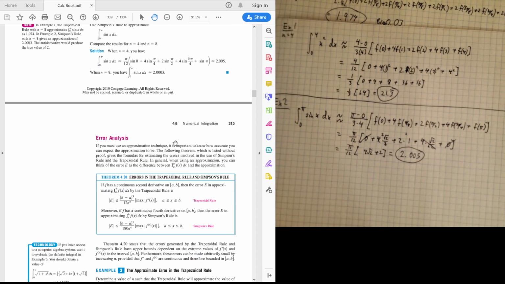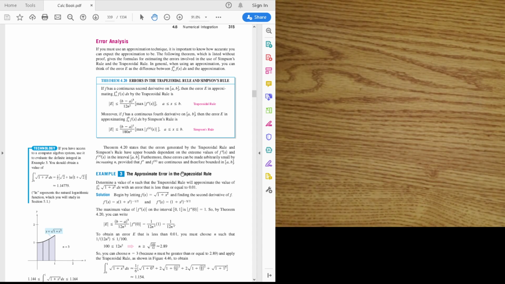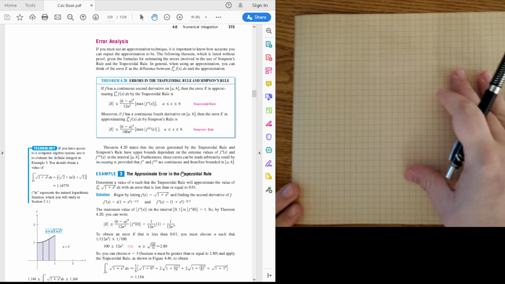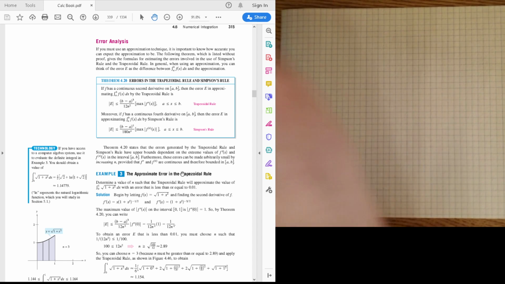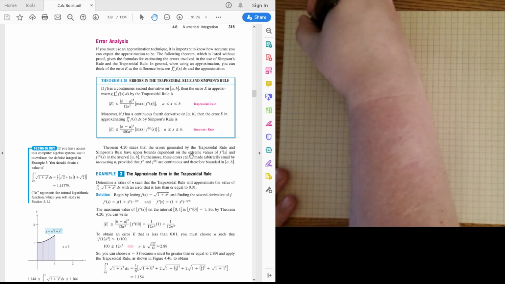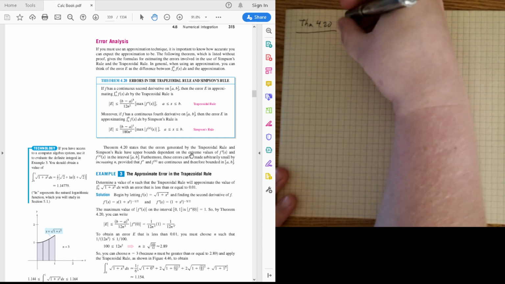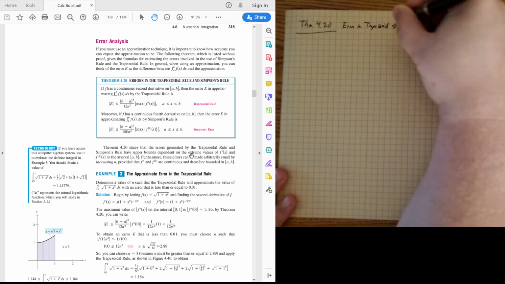All right, last piece, error analysis. The Simpson's and trapezoidal rules both have ways to approximate the error, meaning you can predict before you start how far off your answer is going to be, which is kind of impressive. This is theorem 420. Very appropriate. Theorem 420 is errors in trapezoid and Simpson.